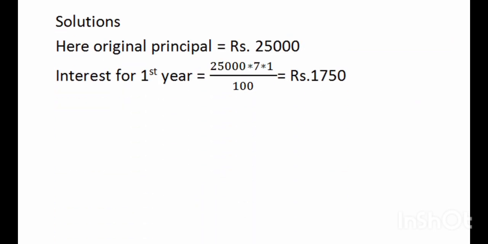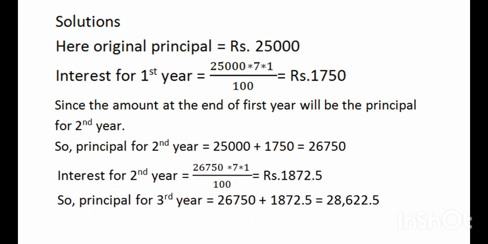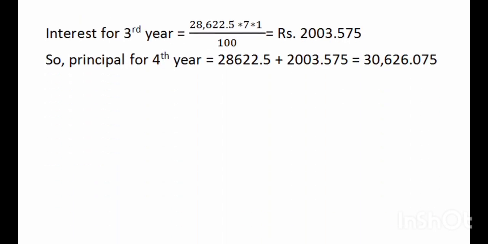Here the original principal is 25,000, for the first year interest is 1,750, and the principal for the second year is 26,750, and the interest for the second year is 1,872.5. Now the principal for the third year is 28,622.5. Now the interest for the third year is 2,003.575, and we have to add this number to the principal for the third year.